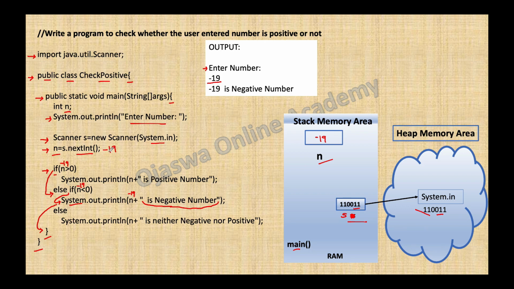If the user enters a positive number, then the if condition becomes true. If the user enters 0, then the control will go to the else part and it will print 0 is neither negative nor positive. So this way you can check whether the user entered number is positive or negative.